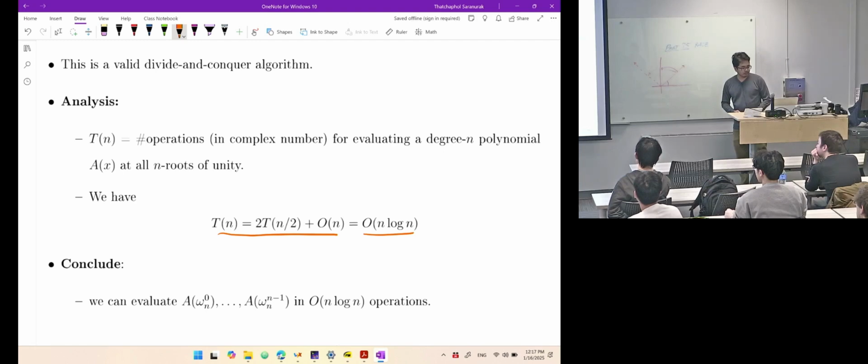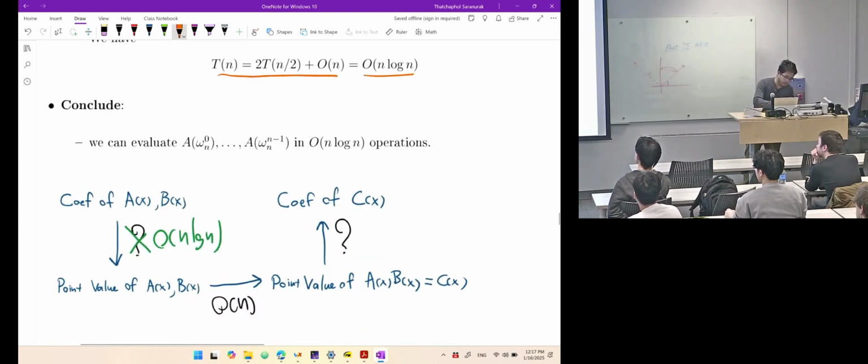So we are now done for one step here. We have now designed the point set such that we can evaluate n points on the polynomial in just n log n operations. Any questions up to this point?